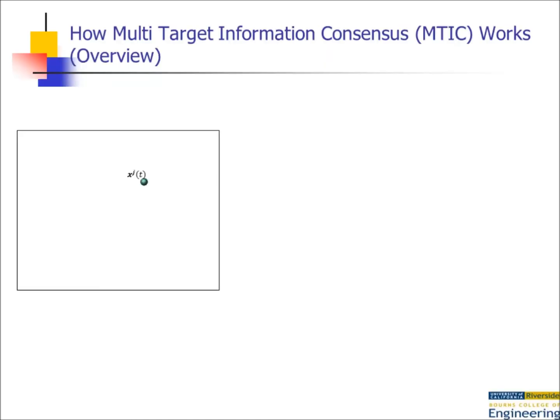Next, we briefly discuss how MTIC works. Suppose, at some point of time, the jth target state is xj. A sensor Ci can observe the target. Ci gets some measurements z1, z2, z3, z4, z5, where some measurements may be clutter. In this example, z1 is the true measurement and z2, z3, z4, z5 are clutter.